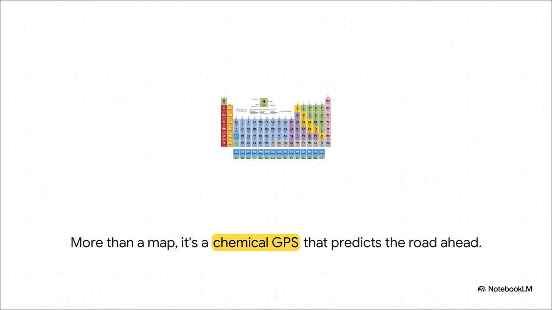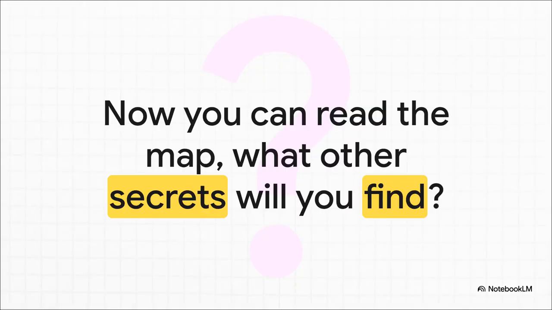So, we called this a map, but it's really more than that. It's like a chemical GPS. It doesn't just show you the layout of the elemental world, it actually predicts the road ahead. It guides scientists through the millions of possibilities that make up our world. And believe me, we've only just scratched the surface of how to read this incredible document. Every color, every section, even those two mysterious rows floating at the bottom, they all hold more information. So now that you have the key, what secrets do you think you'll find?